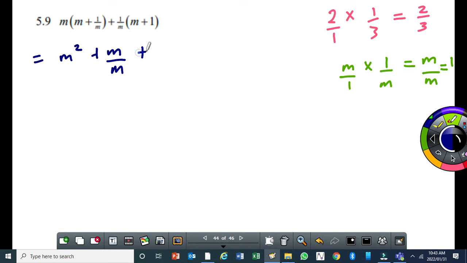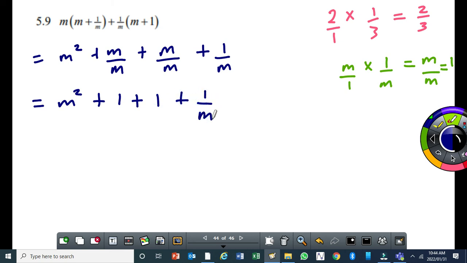Right? Plus, again, 1 over m times m. It means that the numerator multiplies this m, because the m is like a whole number. Right? So you end up having m over m. Then 1 over m times 1 is equal to 1 over m. Okay? Any number multiplied by 1 is equal to that number. Then this will give you m squared plus 1 plus 1 plus 1 over m.